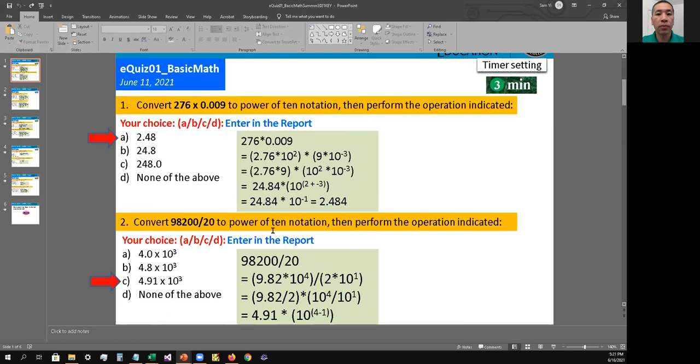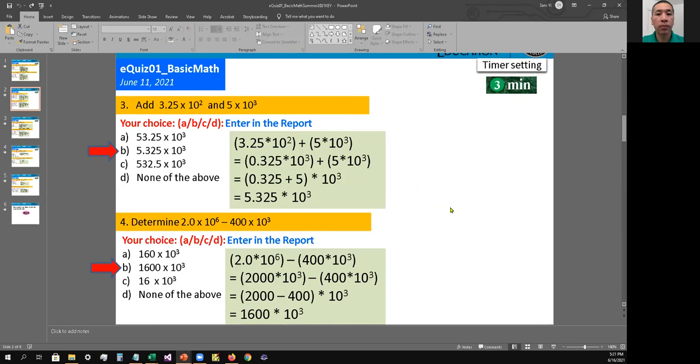Like Richard was mentioning, you look at how many significant digits, and that's how you would be able to factor in the answer. Okay, so number two. Okay, question number three. Add 3.25 times 10 to the 2 and 5 times 10 to the 3. So 3.25 times 10 to the 2 plus 5 times 10 to the 3.